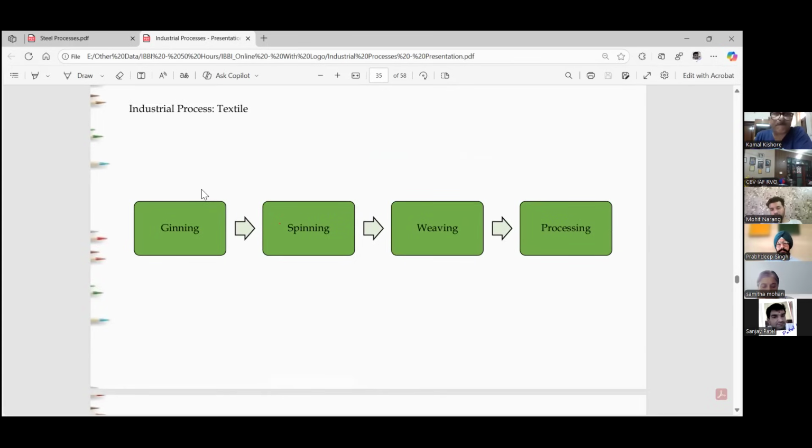Next, we are discussing the textile industries. Integrated textile industries have 5 parts. One is the ginning industry, then spinning industries, then weaving industry, processing industry, and the last industry, that is garmenting. So first, the ginning industry. Anyone have an idea about the ginning industry? What is the function of the ginning industry or ginning mill?